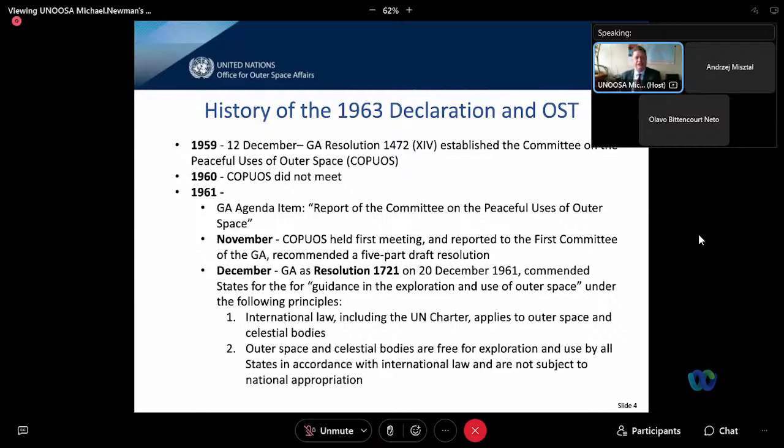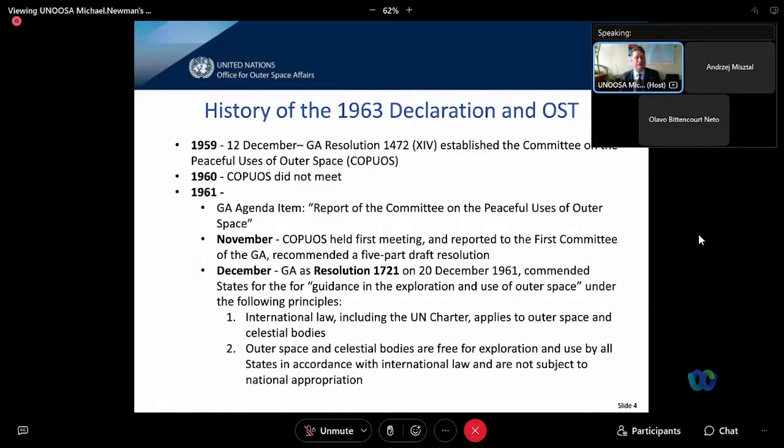And this is an interesting phrasing in this 1721 resolution, where it commended states for guidance in the exploration and use of outer space. So it commended the way in which they were handling this, and that the exploration and use of outer space was for those states. It was going to be handled in a way that was suitable for those states.